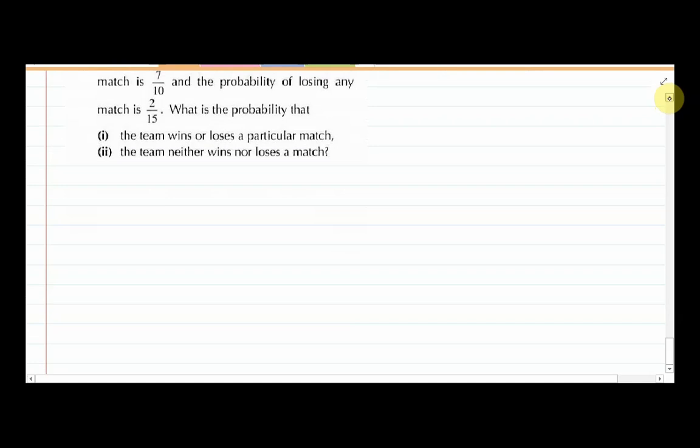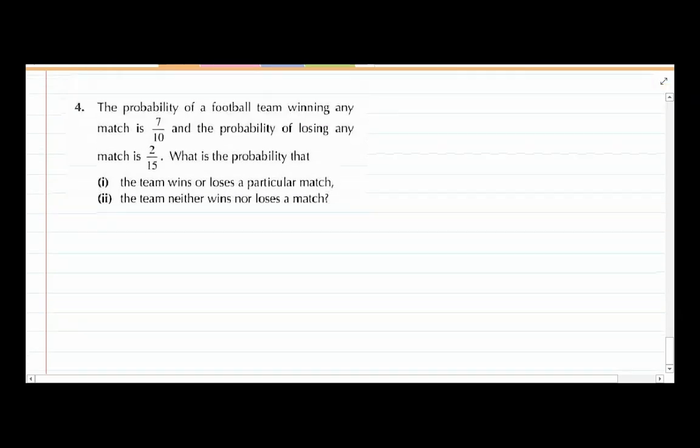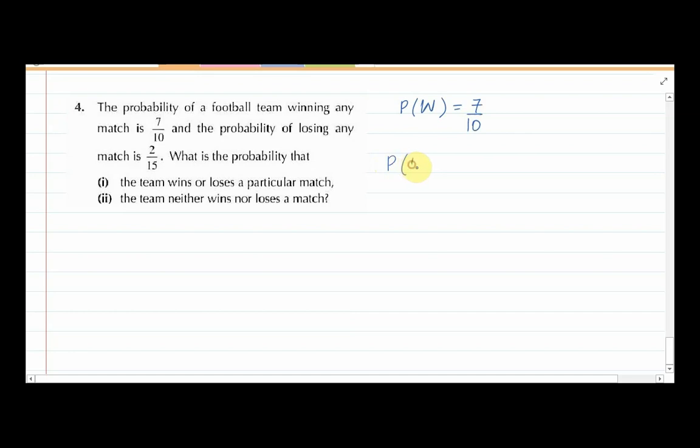So moving on to the fourth question. Now we have attempted 3 questions. I recommend you should try this question first by yourself and then see its solution. The probability of a football team winning any match is 7 divided by 10. So probability that win a match is 7 divided by 10, and the probability of losing any match is 2 divided by 15.